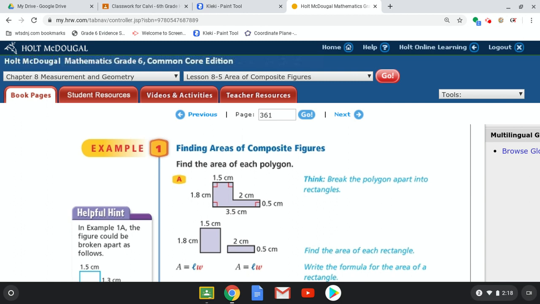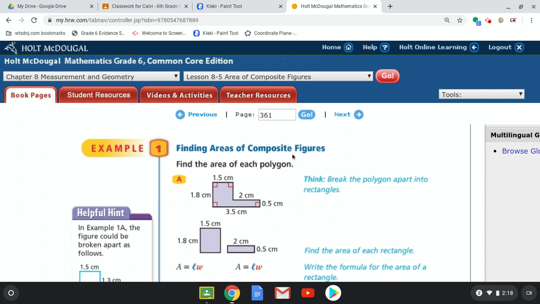So what we do is when we have a composite figure, we break the figure up into parts where we know we have a formula for area. So for this example here, if you notice, what they did was they put a line here and they cut this into two different rectangles. So they made this one rectangle and then they made this piece another rectangle. And that's what they're showing right below here.